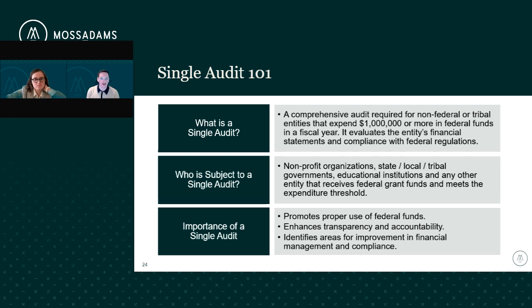So I saw a question in the chat earlier about when the threshold change takes place. The threshold for a single audit previously was $750,000 of expenditures in a fiscal year that would trigger a single audit. And for all audits beginning on or after October 1st, so now, that is the $1 million threshold. So if you have not yet had your single audit, then your single audit would be at that $1 million threshold as of October 1st of this year.